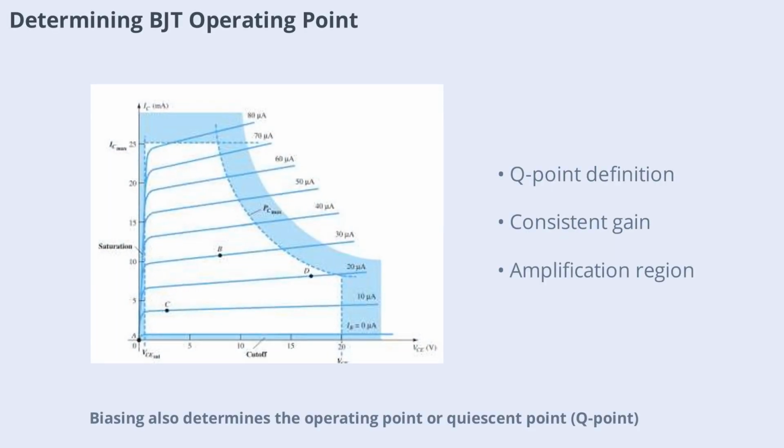Biasing also determines the operating point, or quiescent point Q point, of a BJT. The operating point defines the region used for amplification. At point A, the device is off. At point B, the signal varies from the operating point. At point C, there's less variation. Point D sets the device near maximum voltage and power. Operating in a region where gain is constant ensures consistent amplification across the input signal swing.